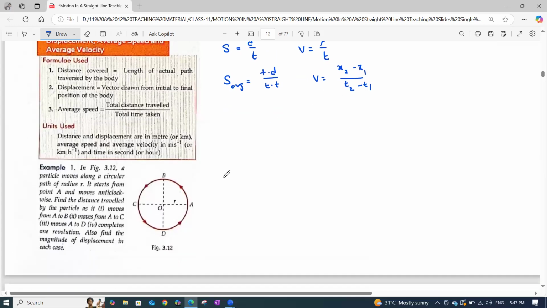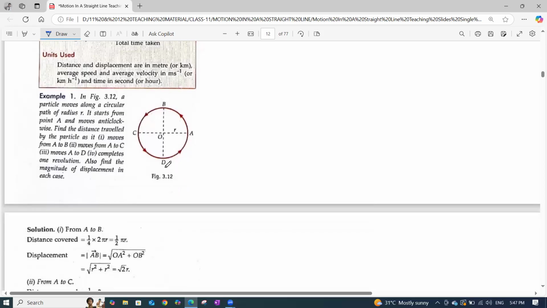So the first numerical problem: in figure 3.12, a particle is moving along a circular path of radius r. For example, this is one circular path with the radius r. It starts from a point A, consider this is the starting point, and moves anti-clockwise. Find the distance traveled by the particle as it moves from A to B.